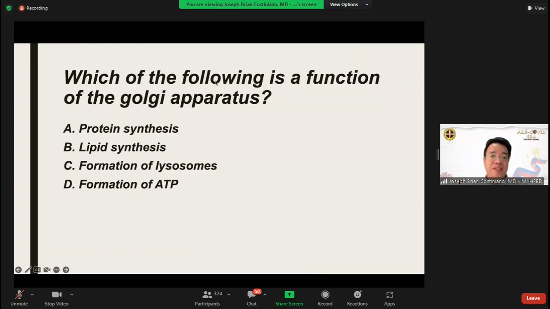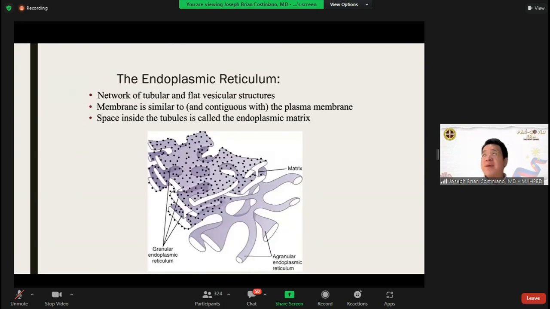Pero dito, sa question naman na to, which of the following is a function of the Golgi apparatus? Okay. So ang sagot ng lahat is letter C. Okay, tingnan naman natin. Kasi if you try to eliminate, tingnan niyo yung letter D, formation of ATP. That's the mitochondria, no? Lipid synthesis, so smooth endoplasmic reticulum. Protein synthesis, rough endoplasmic reticulum, your ribosome. So the answer is letter C, formation of lysosomes. Yung Golgi apparatus kasi natin, it's the packaging center, di ba? You remember it as a packaging center.